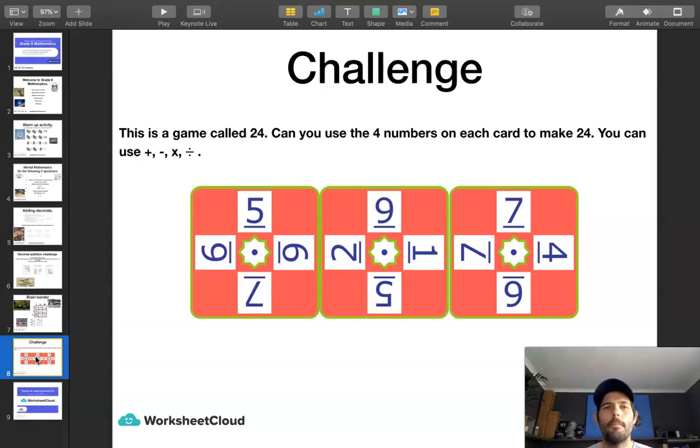So it doesn't matter. Just remember your order of operations, and challenge someone at home to see if they can get to 24. And my additional challenge to you is to see how many different ways there are of getting to the answer of 24.